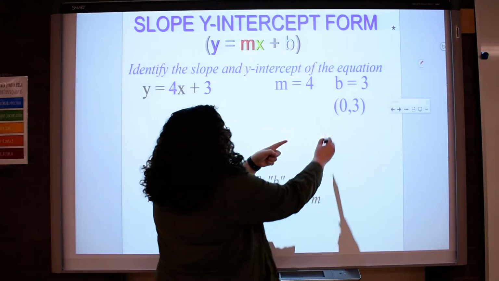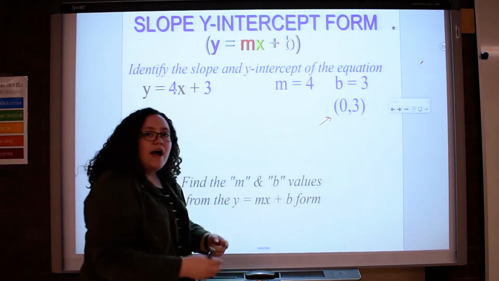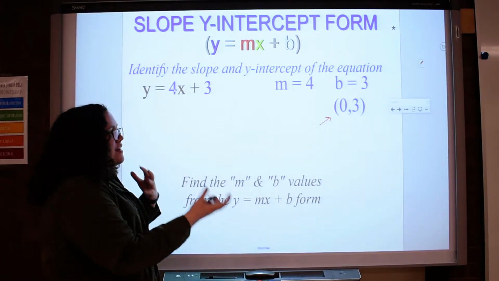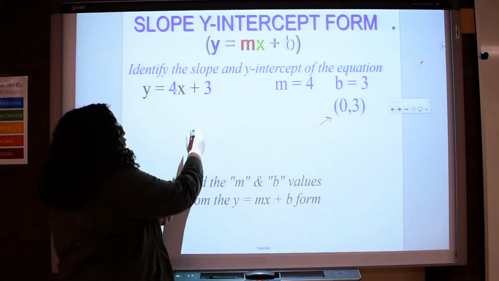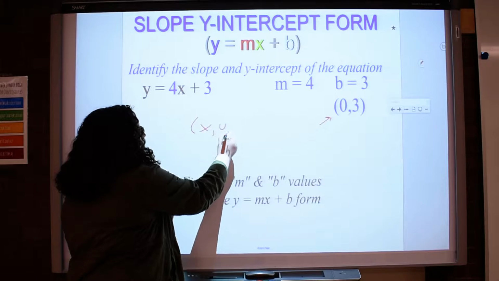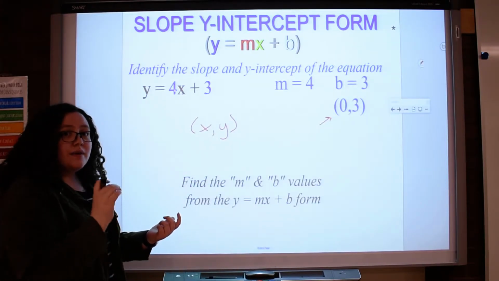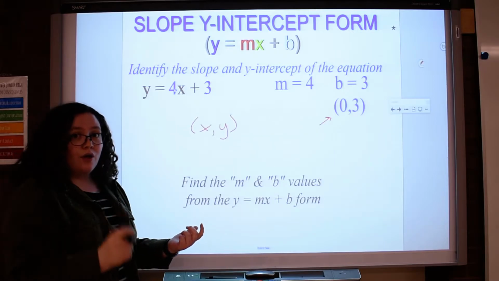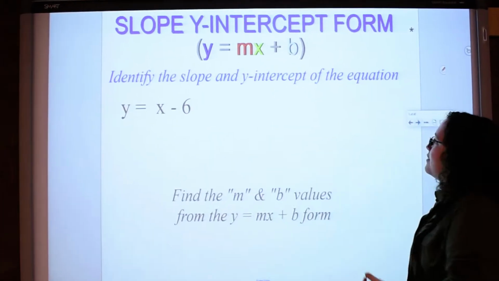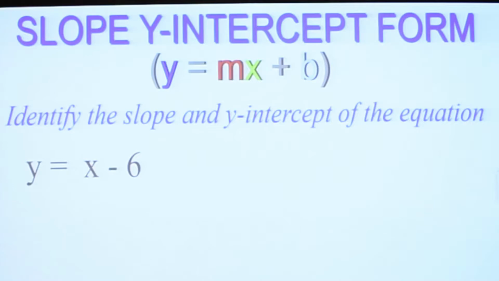And again, our point here for y-intercept is always, the number itself is the y value. If you remember, our points are x comma y. But the x value here for the y-intercept is always, always, always 0. Always. Try this one out on your own. Pause it.